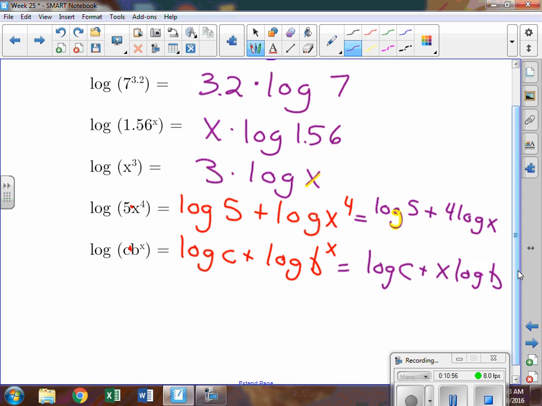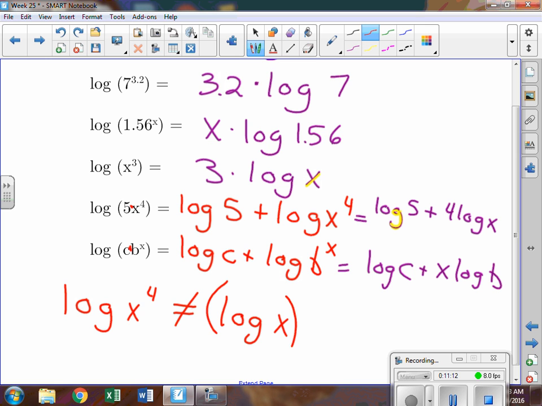Final word of caution, considering order of operations, please be aware that log of x to the fourth is not the same thing as log of x quantity to the fourth. Those are not the same thing. You cannot treat them as equivalent.